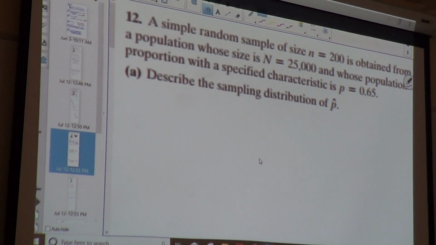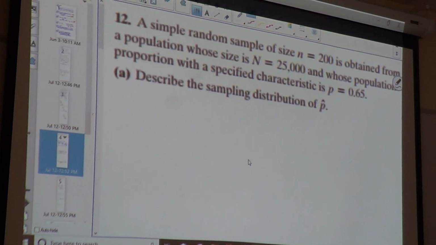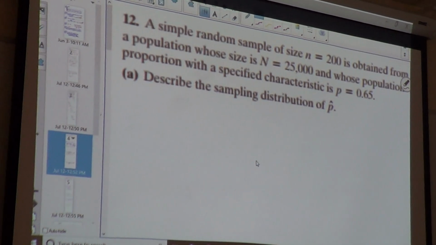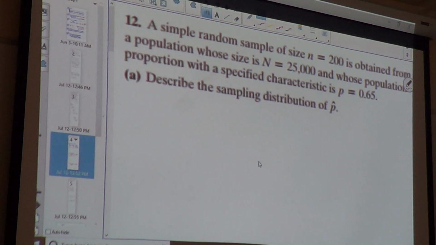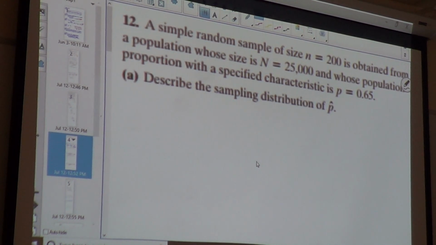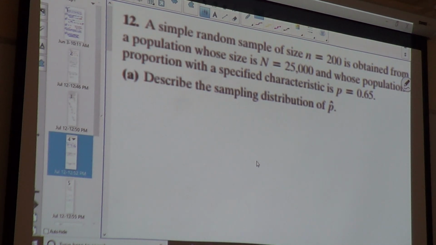Okay, we are on number 12. A simple random sample of size n equals 200, so that's our sample size, is obtained from a population whose size is big N equals 25,000 and whose population proportion with a specified characteristic is P equals 0.65, so that's the population proportion. Describe the sampling distribution of p-hat.